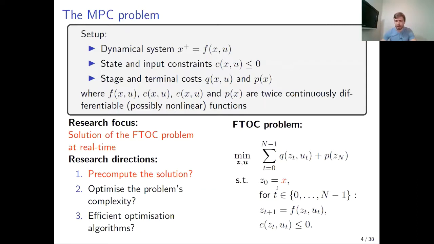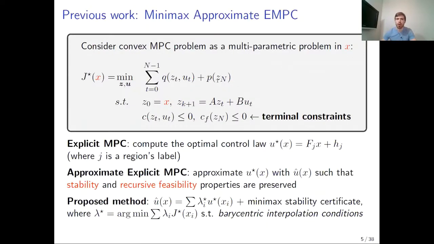If we note that the problem is parameterized in initial state X, we can try to pre-compute the solution. Let's consider a convex MPC problem as a multi-parametric program in X. And let's say we have terminal constraints, so we don't worry about stability and recursive feasibility for now. Explicit MPC techniques allow to compute the optimal control law as a piecewise affine function of X, with J corresponding to different region labels. However, this approach is limited to linear quadratic MPC problems.